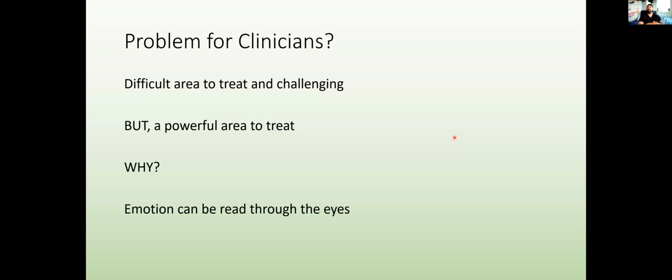Why is it a very powerful area to treat? Because emotion can be read through the eyes. There are two parts of the face that I tend to look at when I'm examining a face and formulating a treatment plan. These are the lateral canthus and the oral commissure. A downward pointing lateral canthus or a downward pointing oral commissure, these two signs are going to be associated with sadness and tiredness. So this is the whole point of trying to rejuvenate and create a lift in the face.